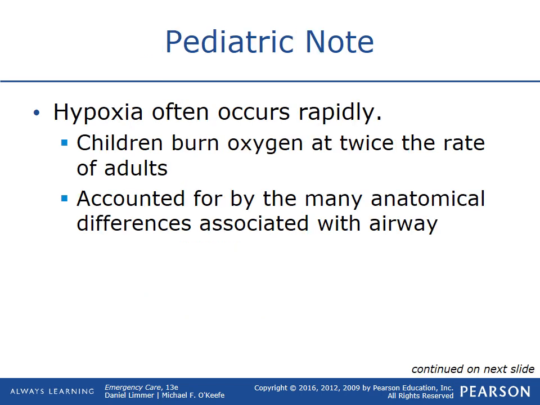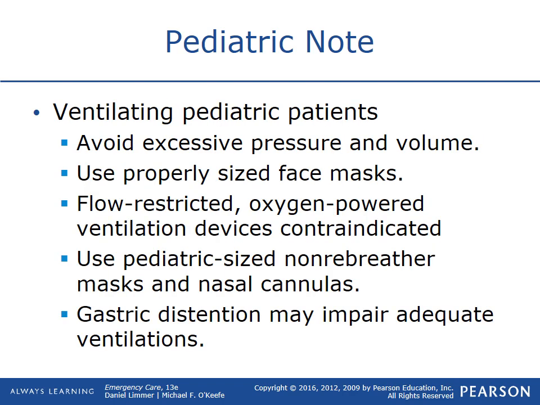Hypoxia often occurs rapidly. Children burn oxygen faster than adults do, and that's accounted for by the many anatomical differences associated with the airway. Ventilating pediatric patients: avoid excessive pressure and volume. Use a properly sized face mask. Never use the flow-restricted oxygen-powered ventilation device or the demand valve. Use pediatric-sized equipment, masks, and nasal cannula.